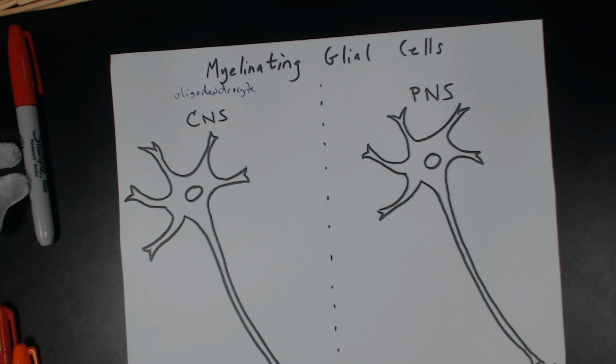I have a good friend who had a cat named oligodendrocyte. She called him Ollie for short. Kind of a cool name.